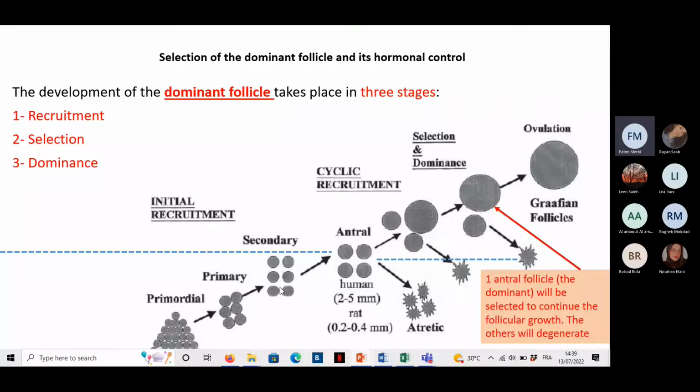independent from the gonadotropins, independent from the action of the LH and the FSH. And it's the late secondary follicles, so the late pre-antral follicles, that will acquire FSH and LH receptors. The FSH receptors will be expressed on the granulosa cells, and the LH receptors will be expressed on the theca interna cells.